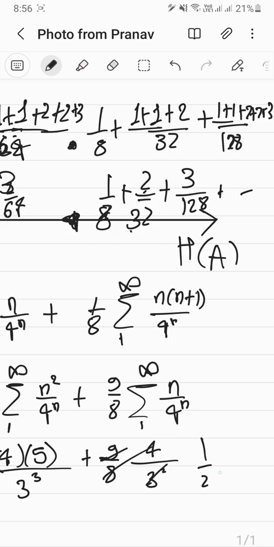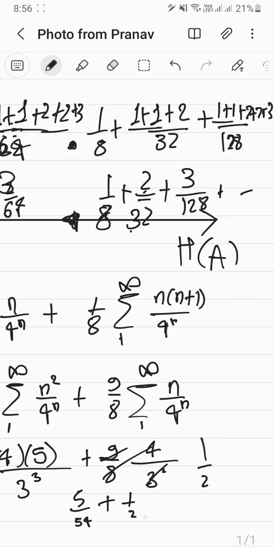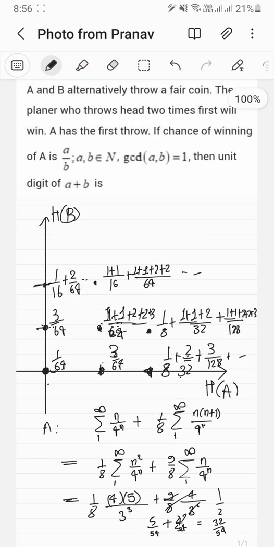This is just 1 upon 2. This thing is, oh, this thing is like 20 upon 8, that is 5 upon 2. Okay, 5 upon 2 into 27, so 5 upon 54 plus 1 upon 2, so multiply by 27 over there as well, so 27 upon 54, that's going to be 32 upon 54. So we got the value, so a is just 32 upon 54, like that.